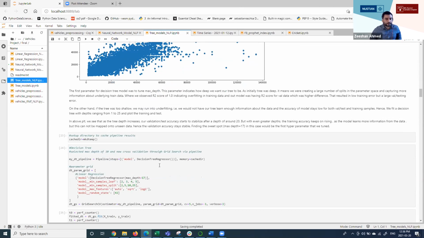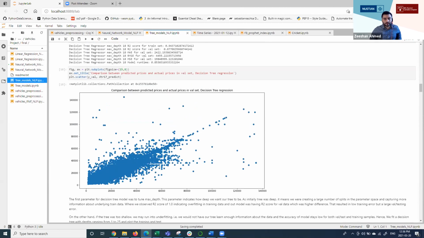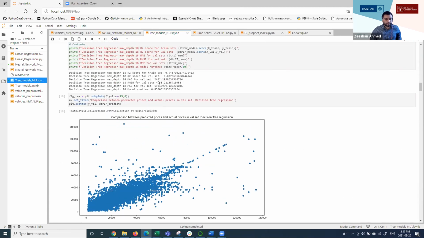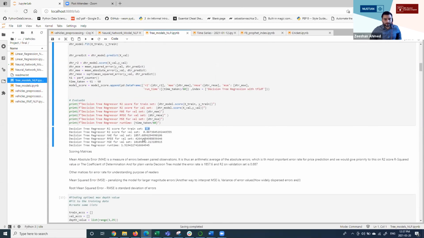And then for hyperparameter tuning, there are a certain number of hyperparameters which you can tune to find the best optimal results. My mean absolute score was 2422 on validation, and R2 was 0.877. Check this out. No, there's something wrong here.